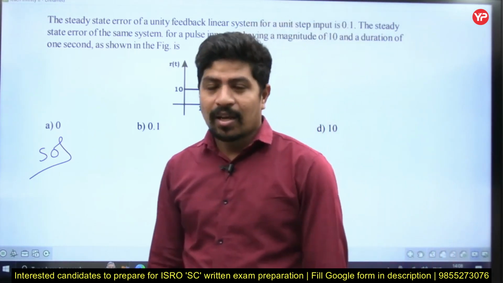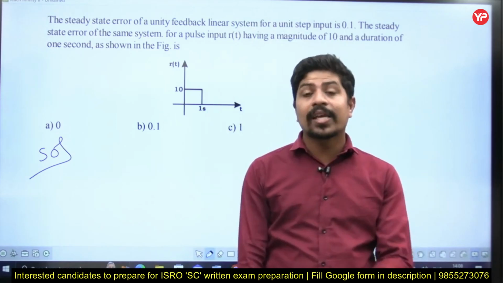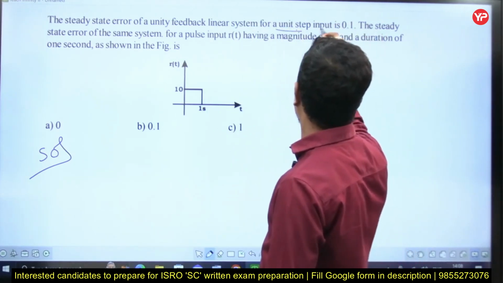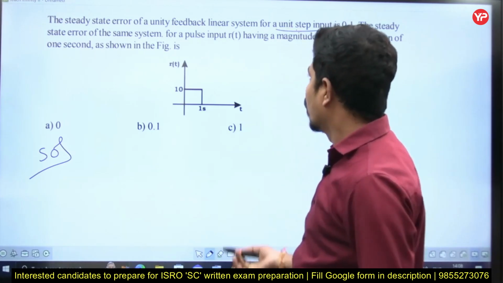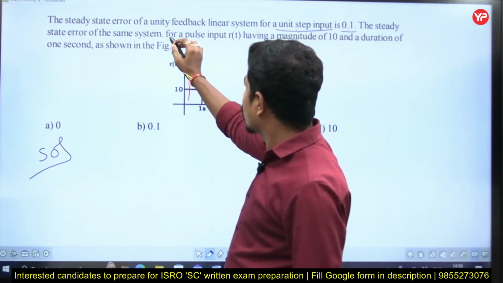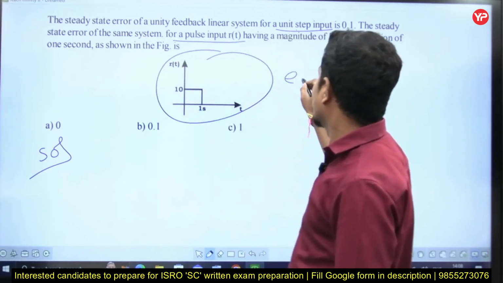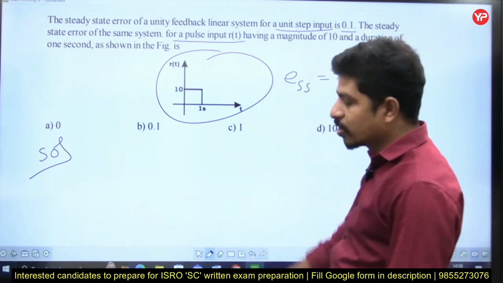He is saying that he is having a system. For that, he gave unit step input, then he got an error of 0.1. Now he is saying that that fellow is going to give a pulse input of R of t. This is the pulse input of R of t. Then steady state error is equal to dash.